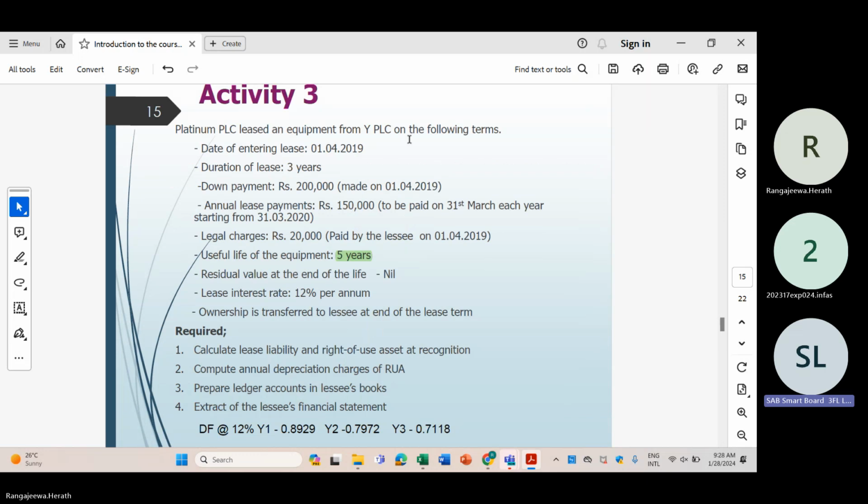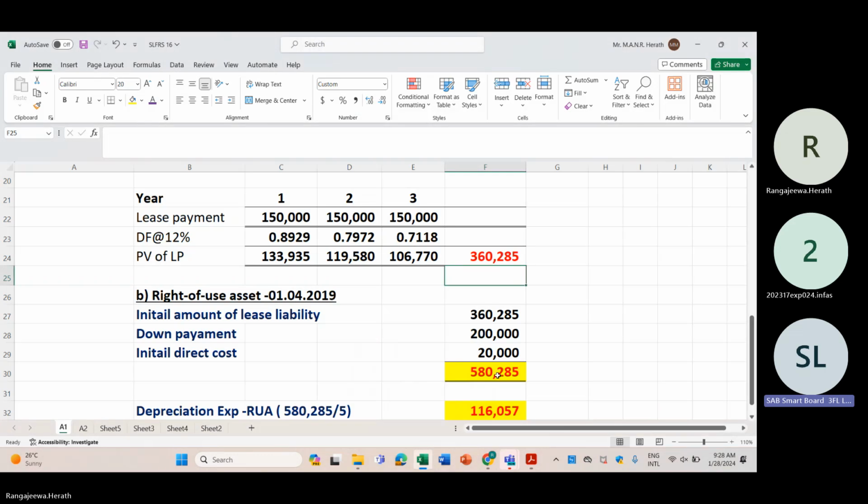Equipment, right? The market price of the main equipment is actually 560,285. Okay, the value of the asset. From that, the lessee initially pays 200,000. That means the balance 360,285 is paid by the bank to the seller of the equipment and leased out to the lessee.